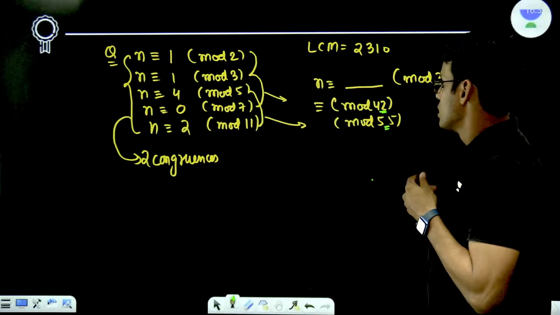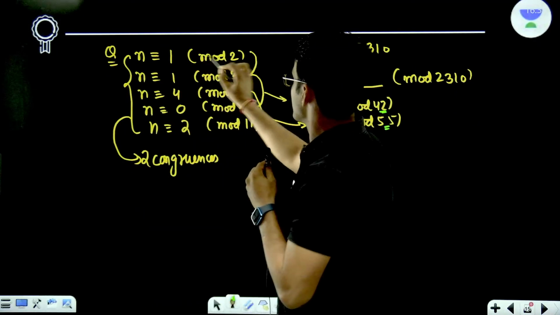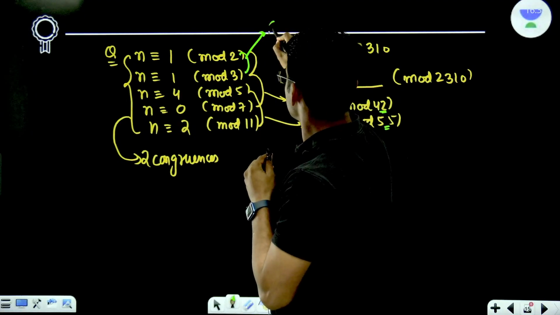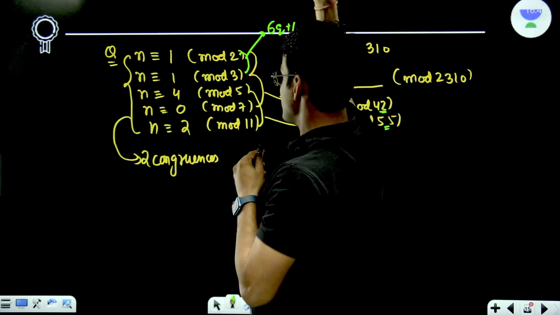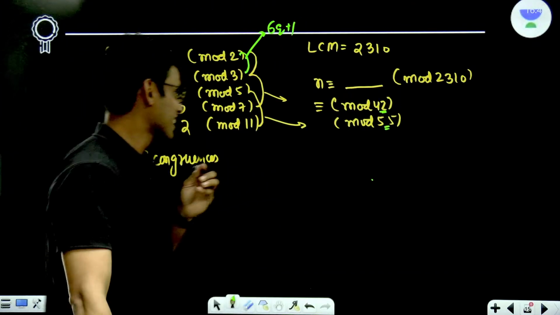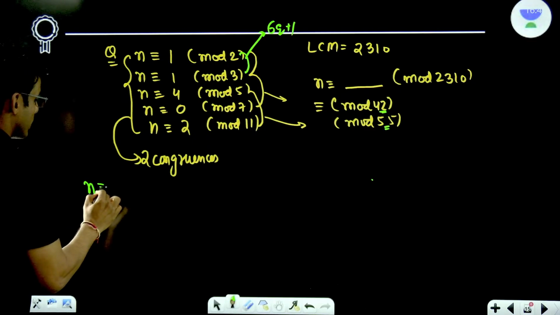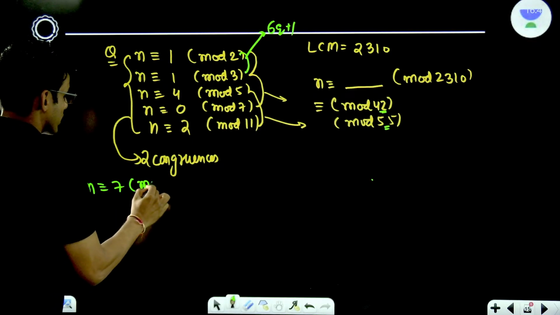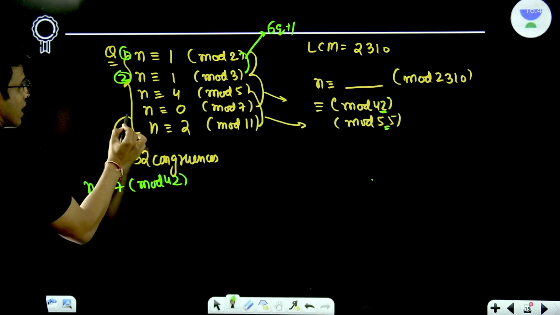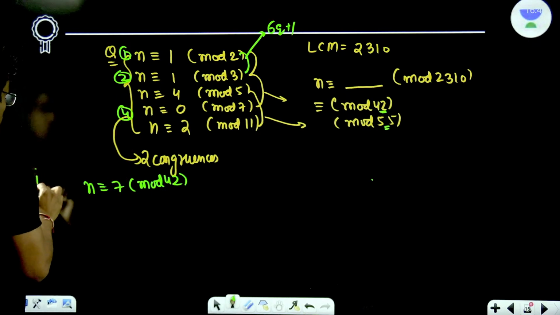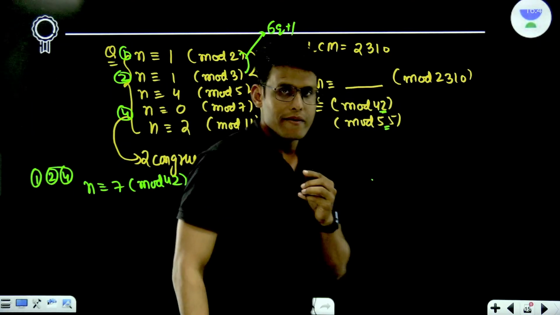Okay, so let's combine. Let me write. Very easy. One combined, and 7 is the first number. I can write n congruent to 7. This satisfies the first. So I have combined 1, 2, and 4.